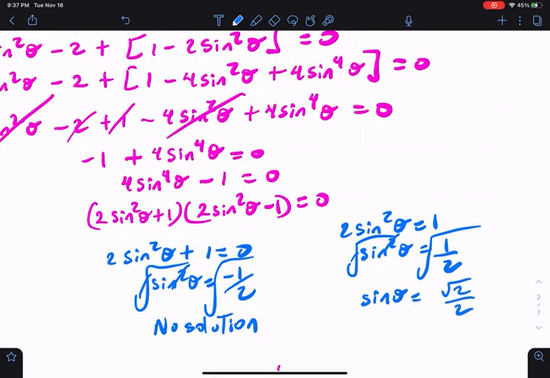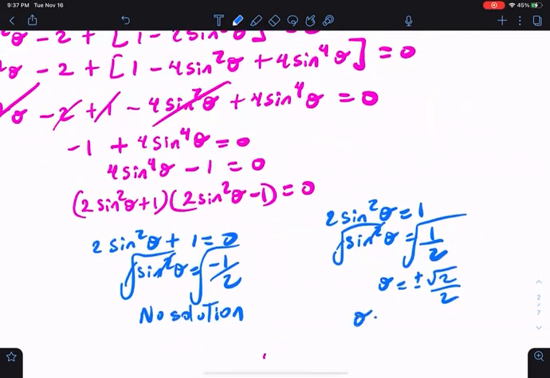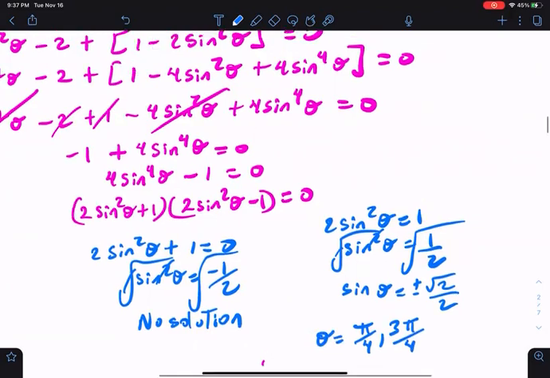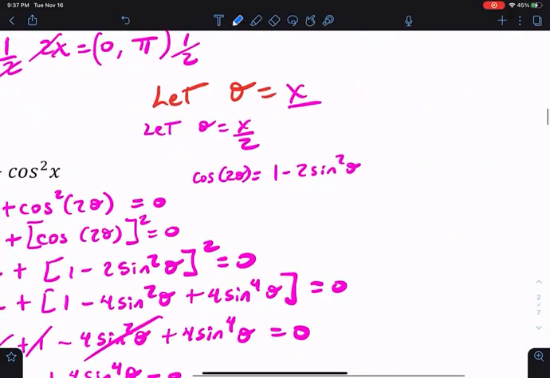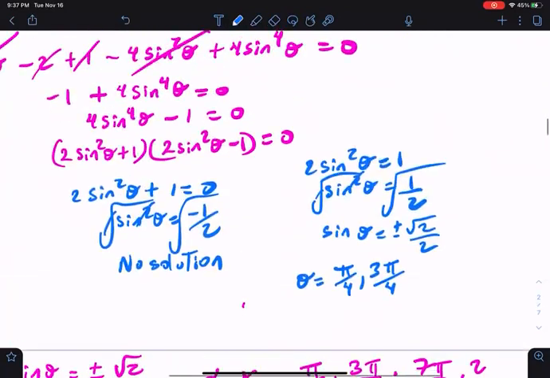Root 2 over 2, and this is plus or minus. So where sine theta equals root 2 over 2, you know that sine theta is positive in the first quadrant, and also in the third quadrant. But this is theta, remember. The problem was let theta equal x over 2. So sorry about that.